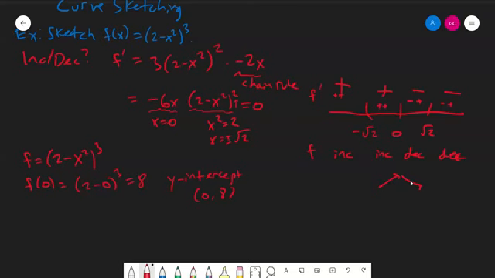This is also already in a form where the x-intercepts are easy to find. So remember, the way you find x-intercepts is you set f of x equal to 0 and solve. And for some functions, this can be really complicated, but in this case, it's not that bad. Because if (2 minus x squared) cubed is 0, well, that means that 2 minus x squared is 0. And so x is plus or minus the square root of 2. So at those two x values, we have a point on the x-axis.